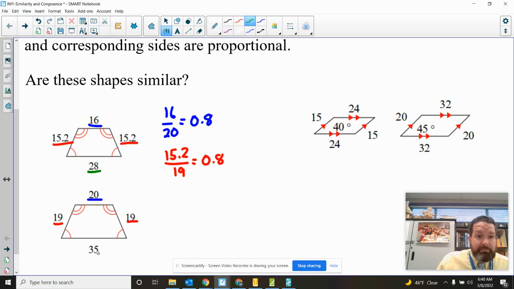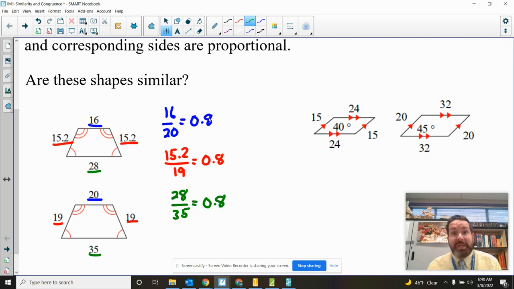And now let's check the bottom. So a 28 and a 35. So 28 divided by 35. Do we get 0.8? Yes, we do. Very nice. Because I got that same ratio all three times, yes, these side lengths are proportional. So corresponding angles are the same. Corresponding sides are proportional. We got the same result each time. Yes, these shapes are similar.